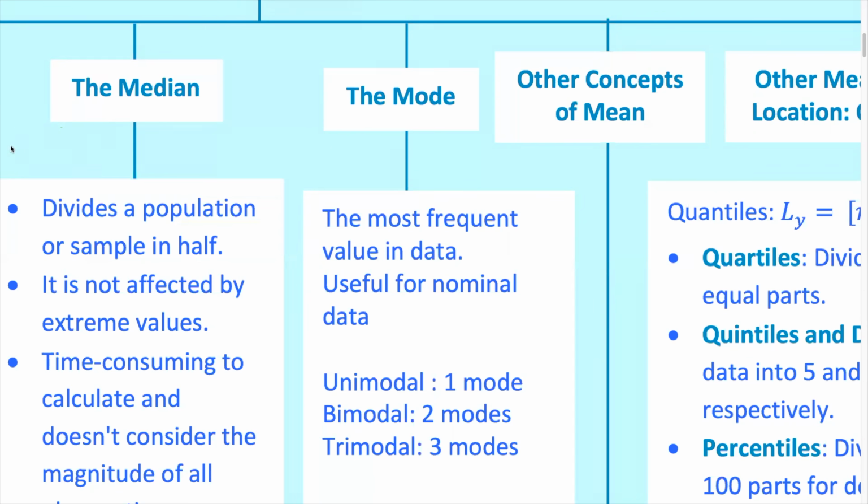Now, let's chat about the mode. This is the value that pops up the most in a data set. Distributions can be unimodal, 1 mode; bimodal, 2 modes; or trimodal, 3 modes.